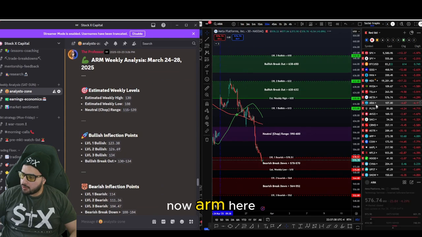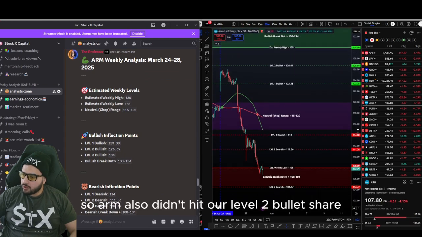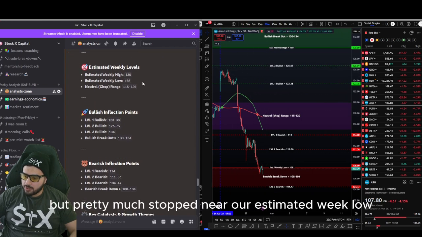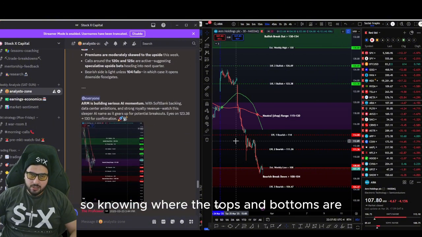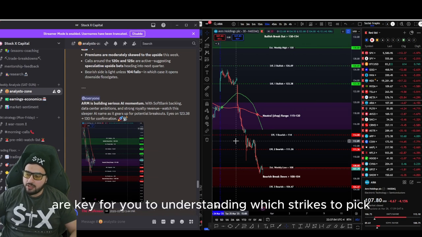Now ARM here, so ARM also didn't hit our level 2 bullish here, but pretty much stopped near our estimated weekly low at around 108. So knowing where the tops and bottoms are is key for you to understanding which strikes to pick.